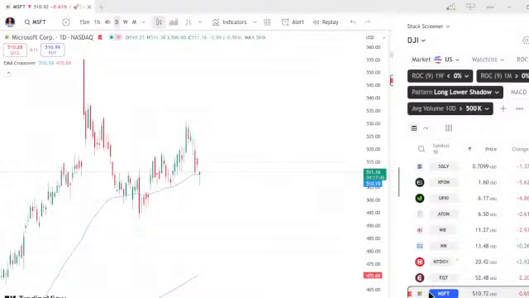There you go. So that's your entry right there. It has to be exactly the way you see it on the screen. So remember, you're looking for something like this, right? You're looking for something like this where it just sits right there on support, where the 50-day moving average is your support system.